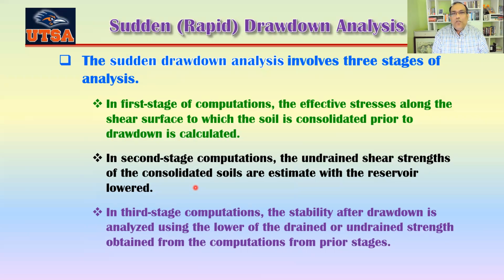Okay, so for very low effective stress, I'll show that one very clearly when I do that one. So we want to make sure that we are using the lowest shear strength to make sure that failure doesn't occur because of the sudden drawdown. Okay.